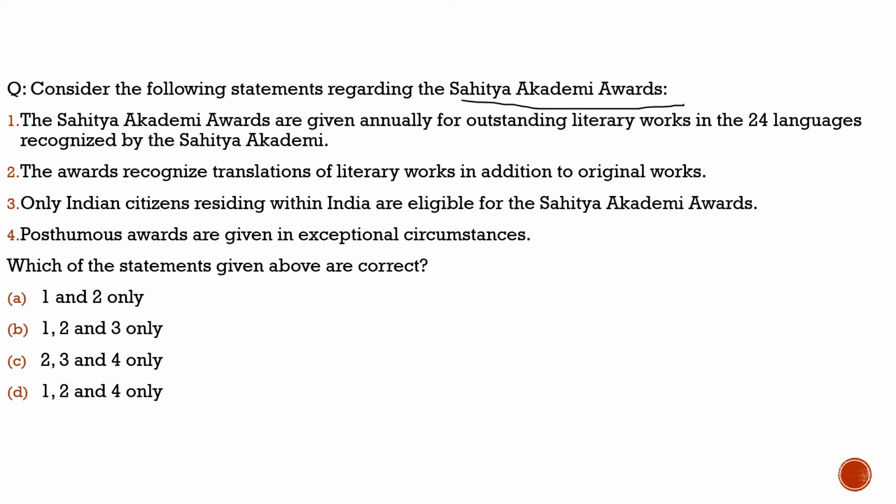First statement, the Sahitya Academy Awards are given annually for outstanding literary works in the 24 languages recognized by the Sahitya Academy. 100% correct. What are these 24 languages? 22 are recognized by the 8th Schedule, and 2 extra languages. What are those 2 extra languages? It is English and Rajasthani. So these are the 24 languages.